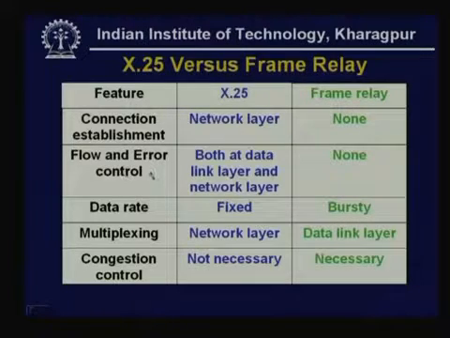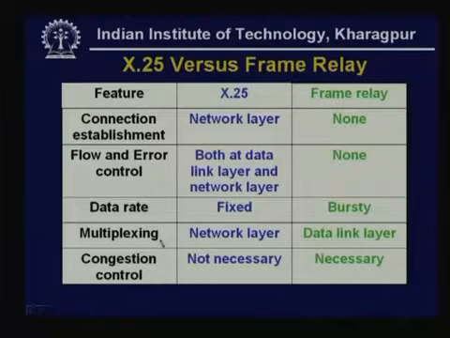Then the flow and error control is performed in X.25 both at data link as well as network layer, hop by hop and end to end. On the other hand, frame relay does not perform any flow and error control. And as we know, for X.25 the data rate is fixed. On the other hand, frame relay supports bursty nature of data.